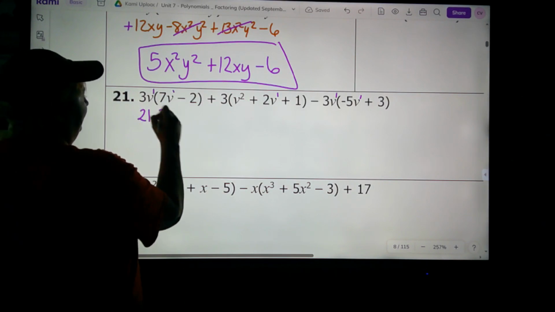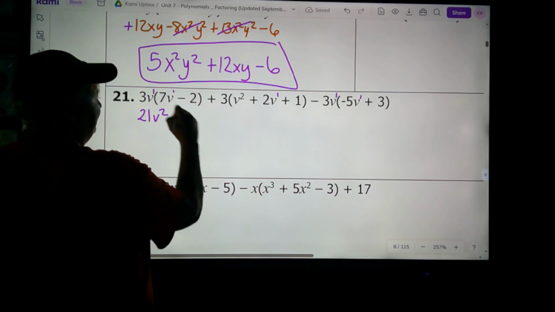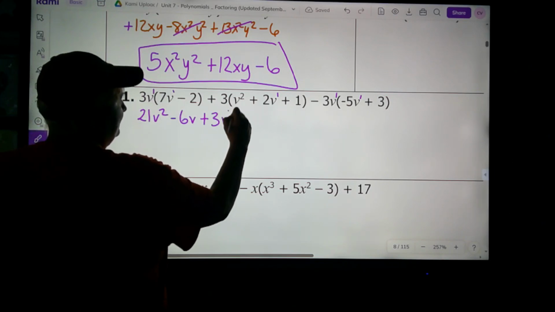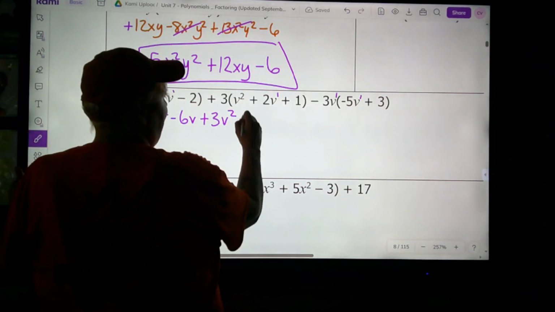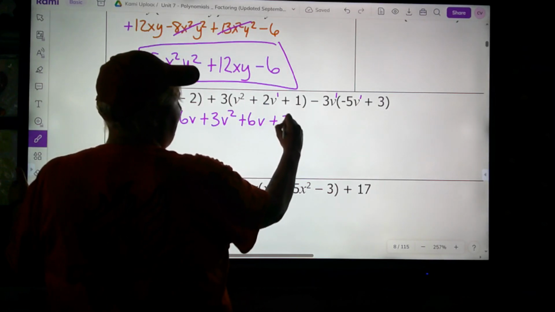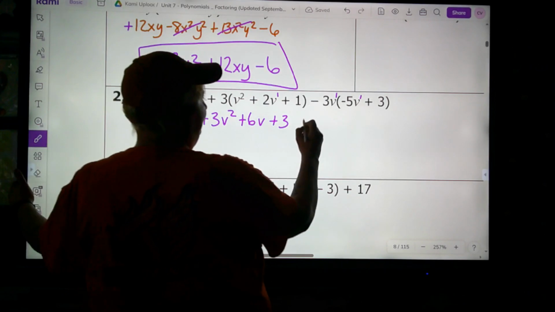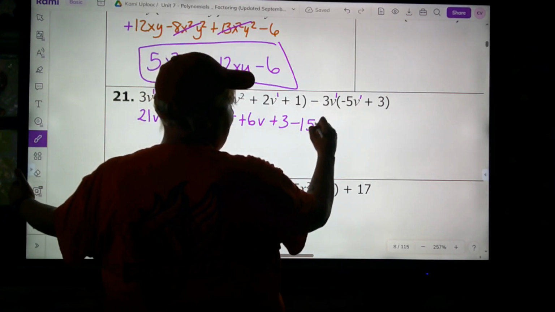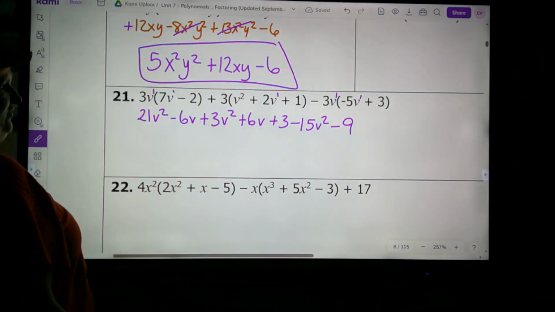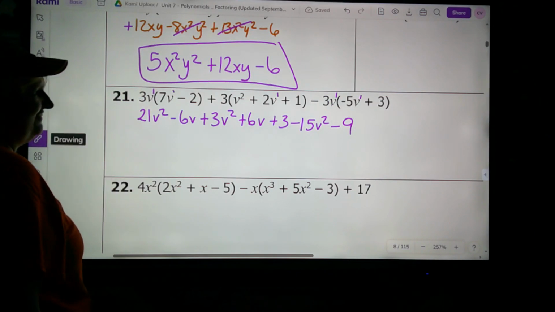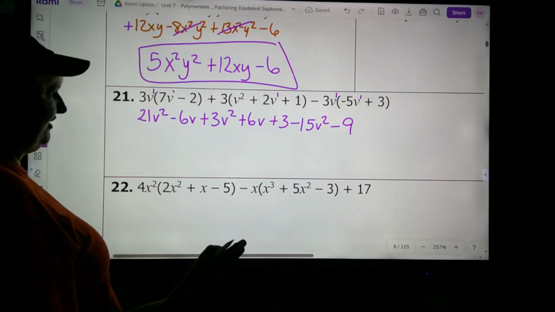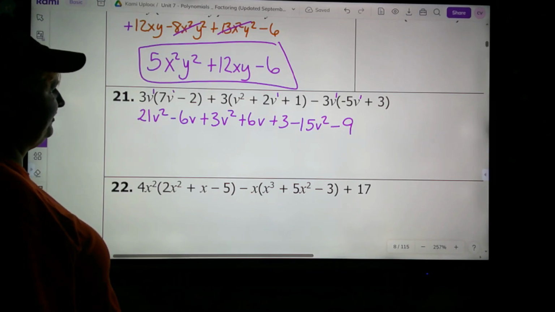21v squared minus 6v plus 3v squared plus 6v plus 3. Be careful with the negative. Minus 15v squared minus 9. Woo! All right, they're all v's. I'm not going to stress about that. No alphabeticals to worry about.